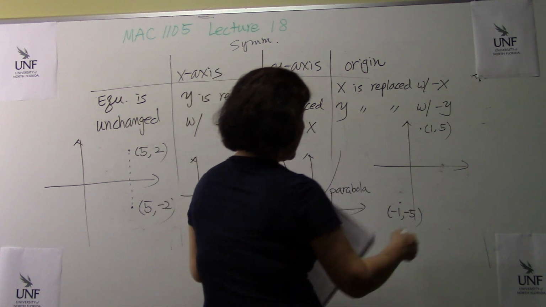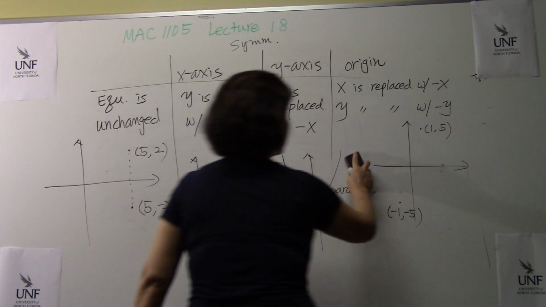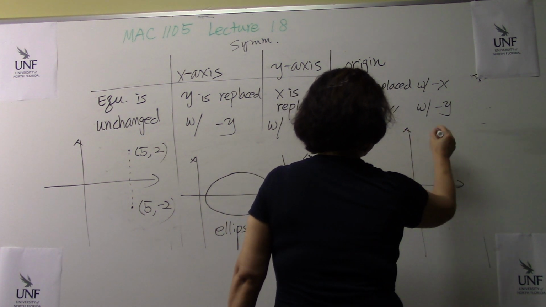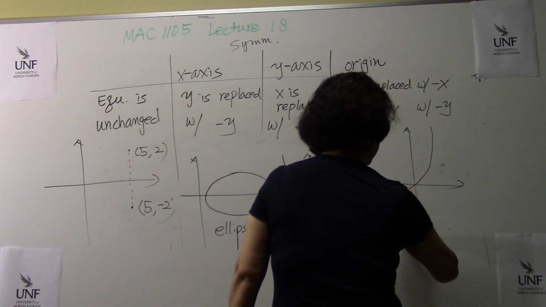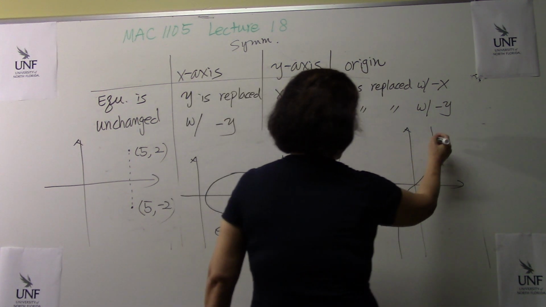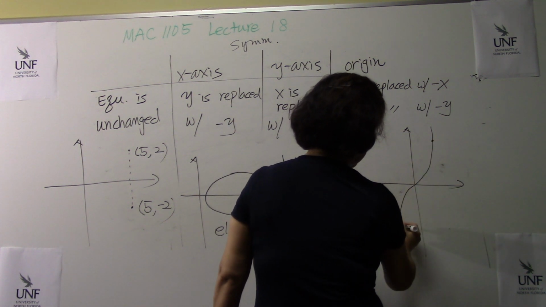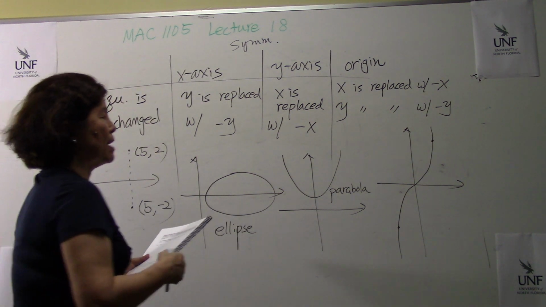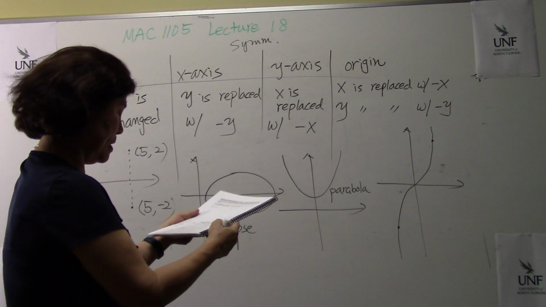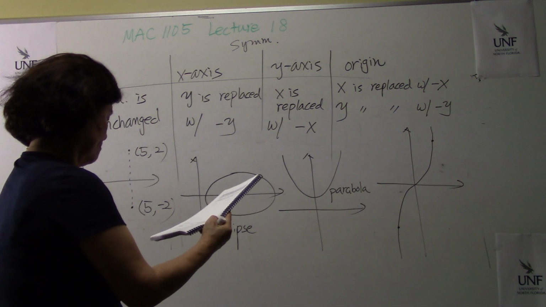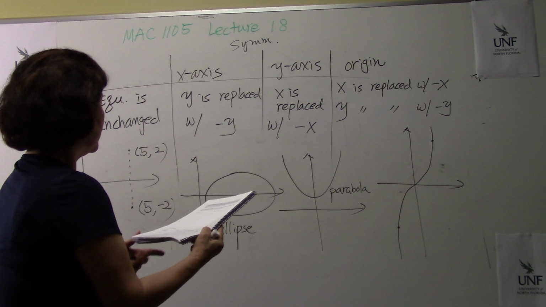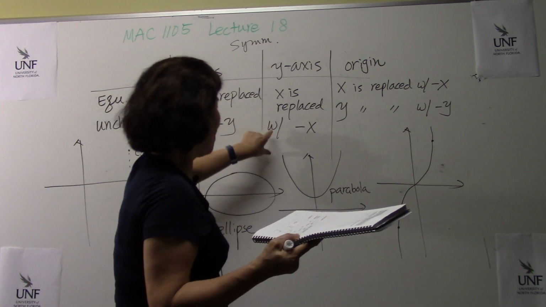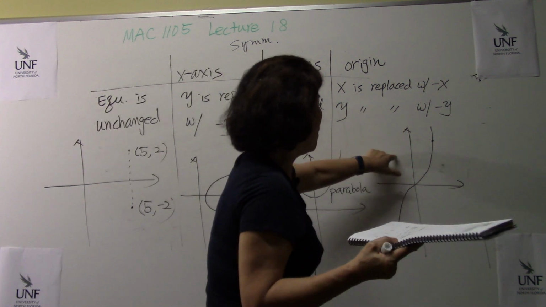And over here, the last one, we have a graph like this. In this case, this one will go to the opposite side over here. So in this case, the graph is symmetric about the origin. Okay, so there are three types of symmetries: symmetry about the x-axis, symmetric about the y-axis, and symmetric about the origin.